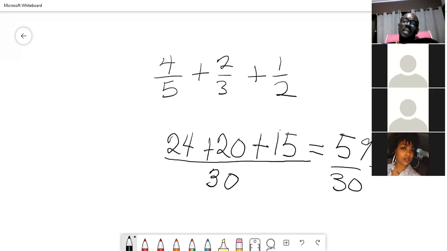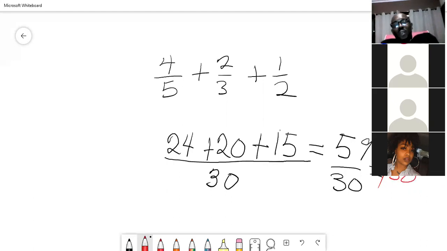And then when you simplify this, what do you get? 59 over 30. Then you get a 1 remainder, so it's 1 and 29 over 30.